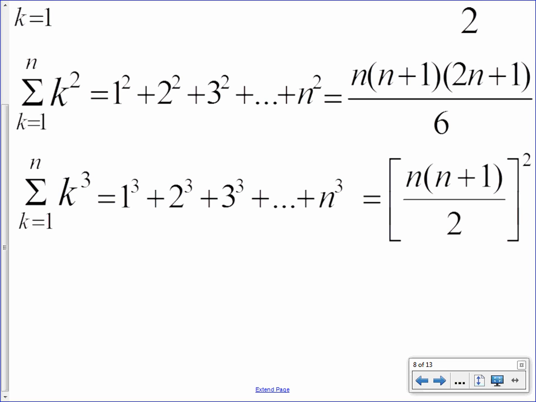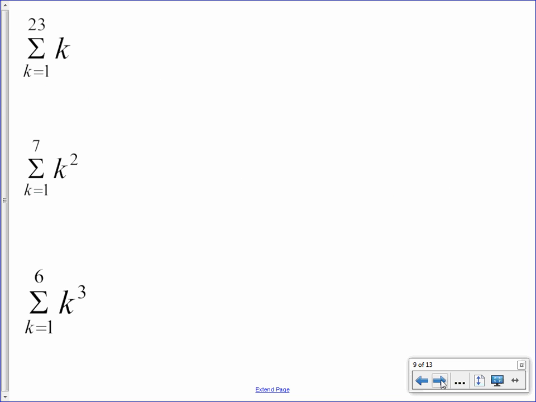I'm going to have to look that up, okay? I know there is a path, but I cannot remember it off the top of my head. So let's practice this.